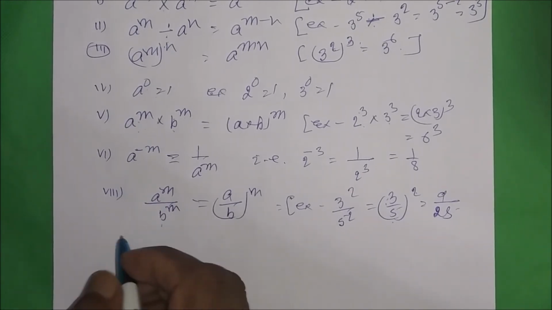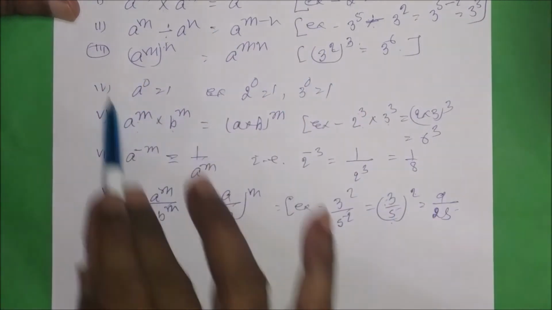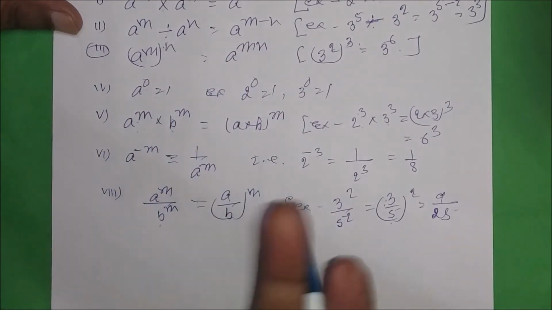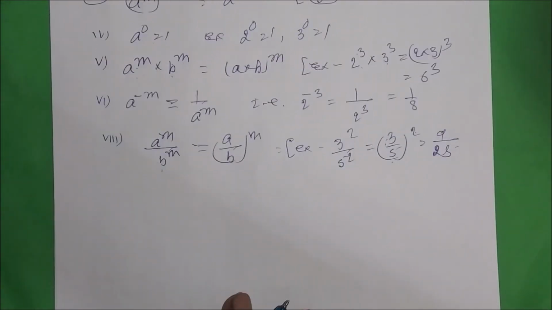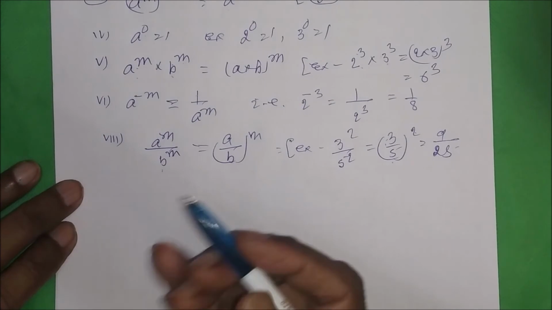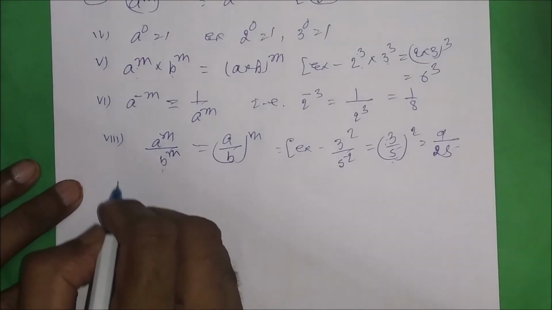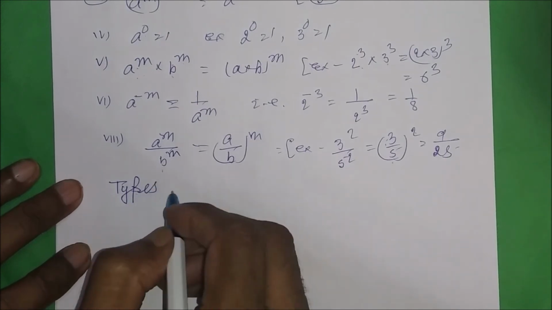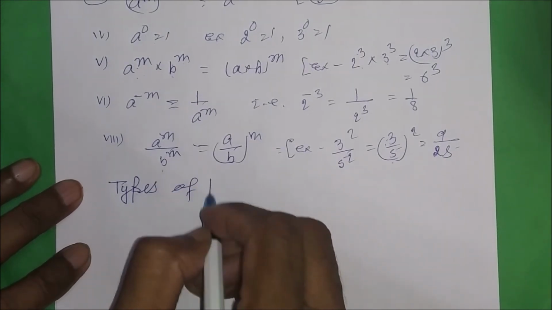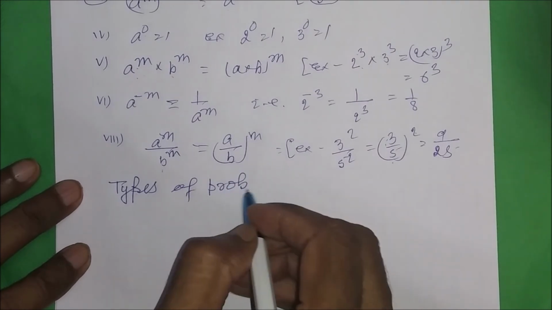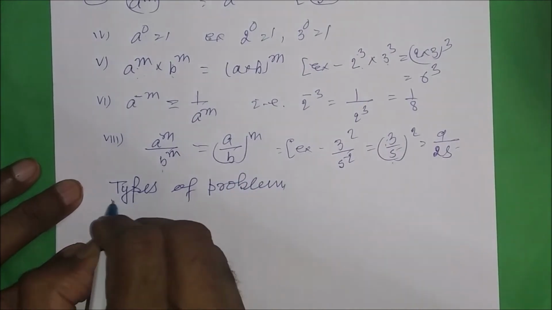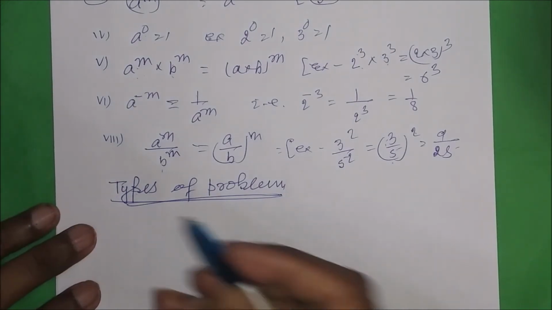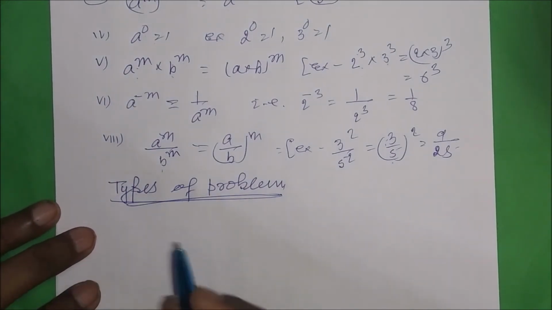Now, these are the very important laws. If you keep all these important laws in your mind, then definitely you will be able to solve the problems. Now, how to solve the problem? The main thing is how many types of problems can come in any exercise. Maybe 3 types, 4 types, 5, but the same rules will be used.